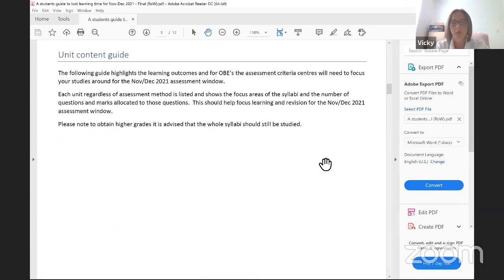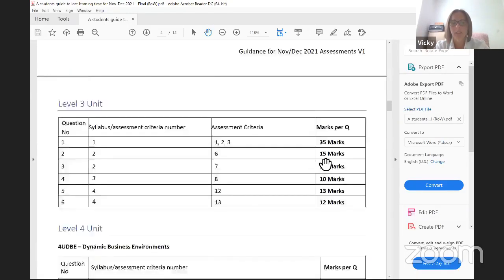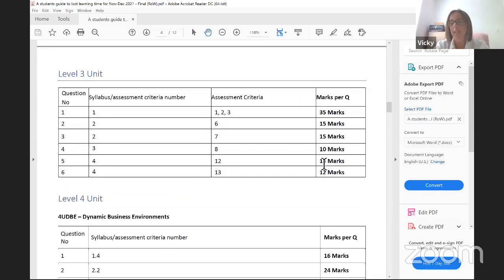Okay, so you'll see that as we go through, it's in unit level order. There's only one level 3 unit. And what you'll see here is it will list the question numbers, the syllabus criteria number, and then the individual assessment criteria. For level 3, it's set out slightly differently to the other levels, and you'll see marks per question.